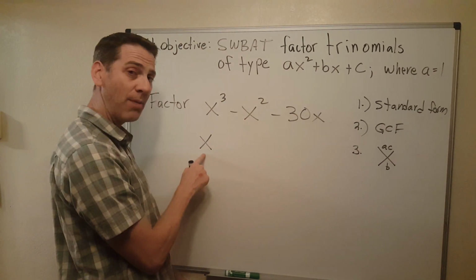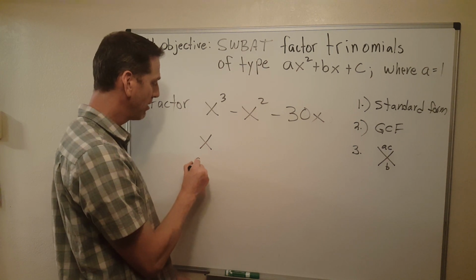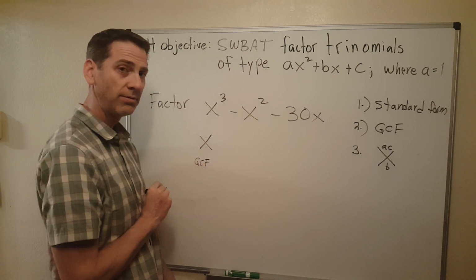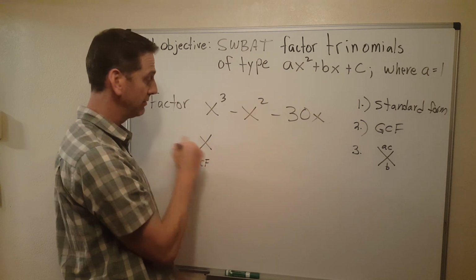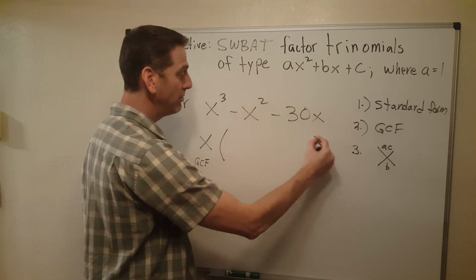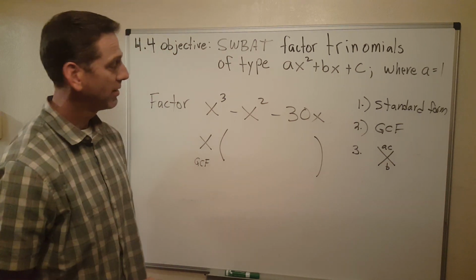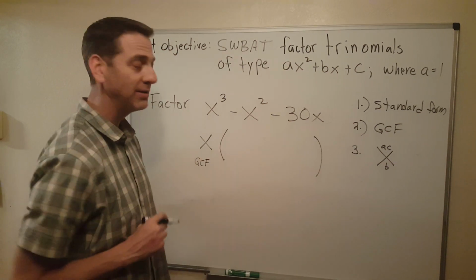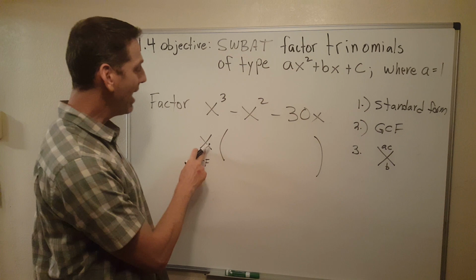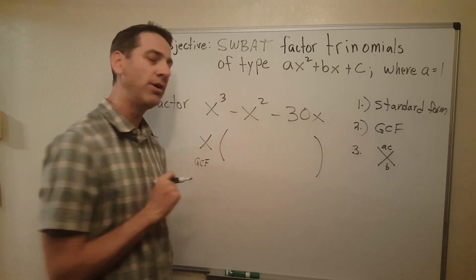That's the greatest common factor, right? They all have an x. And then I'm going to set it up as a multiplication problem, because that's what factoring is. It's expressing something as a product. So x times what is x to the third?